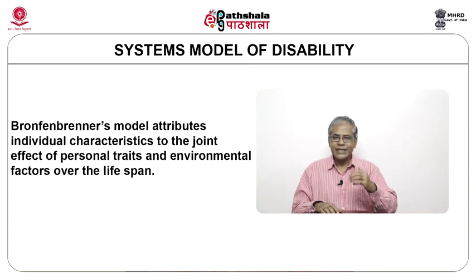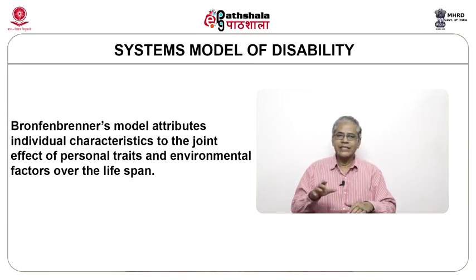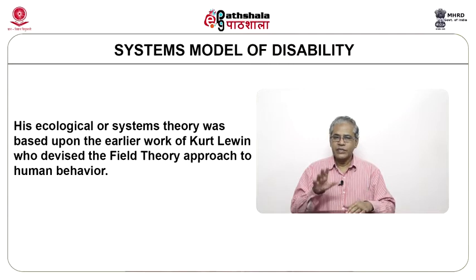Bronfenbrenner's model attributes individual characteristics to the joint effect of personal traits and environmental factors over the lifespan. His ecological or systems theory was based upon the earlier work of Kurt Lewin, who devised the field theory approach to human behavior. Lewin observed that explaining human behavior by reference to the action of the human psyche alone constituted an unwarranted solipsism. It means that behavior could not adequately be understood simply in terms of cognitive structures, wishes, and expectations, and that some way would have to be found for dealing with the constraints, opportunities, resources, and pressures that originate in the social, political, and technological environment.